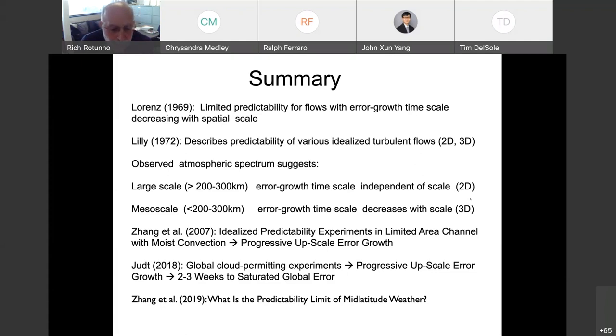I do have a text question. I'll read it out loud. Today's weather forecast seems to have been improved by a lot compared to the time when Ed Lorenz predicted what the limit of weather forecasts would be. Regarding the progress in computers, what do you think would be the upper bound of weather prediction?